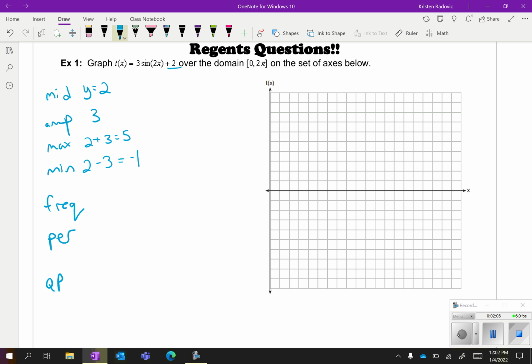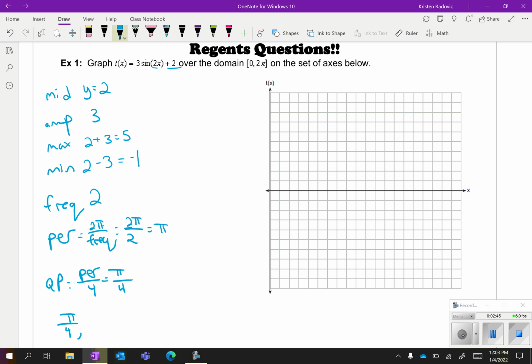Your frequency is 2 because your frequency is found in front of the variable. That means your period, which is 2 pi over your frequency, is going to be 2 pi over 2, which means your period is just pi. Your quarter points are your period divided by 4. So we're going to take the pi, divide it into 4 sections, and that means my first quarter point is pi over 4.